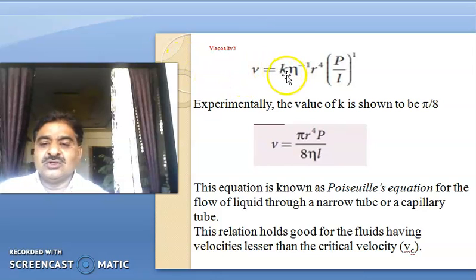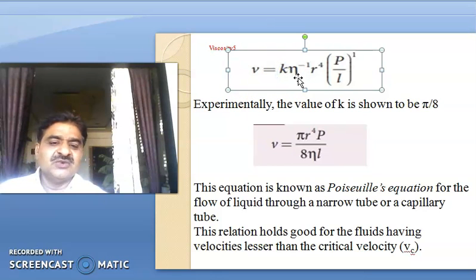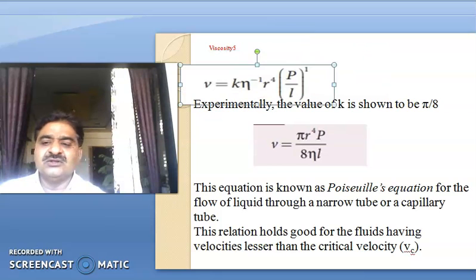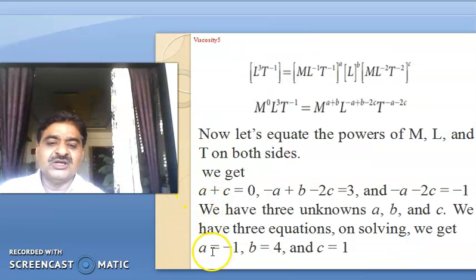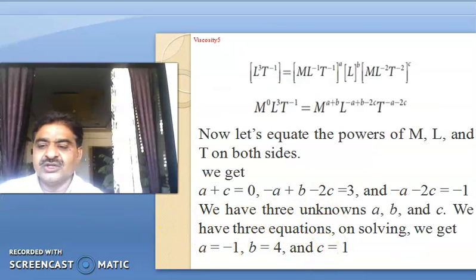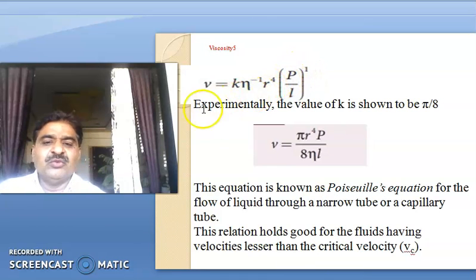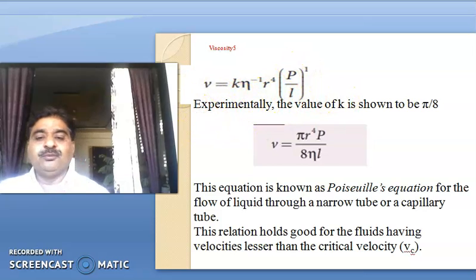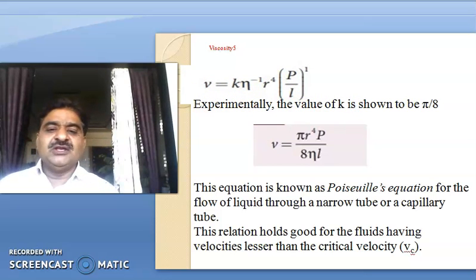Volume per unit time is equal to constant K, eta raised to A, we have written minus 1, because the value of A is minus 1. B is what here? 4. So substitute here R raised to 4, and the pressure gradient with C, the value of C we have seen is 1. So substitute here, we obtain 1. But experimentally the value of K is shown to be 5 by 8.